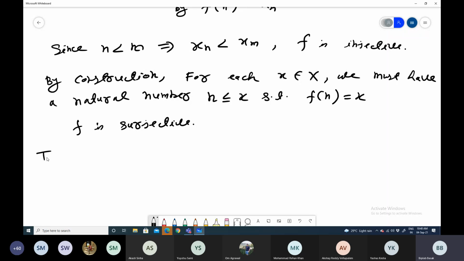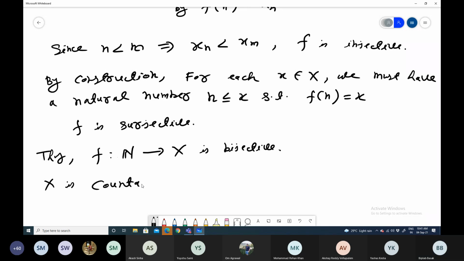So thus f from natural numbers to X is bijective. See, we have taken an infinite subset of natural numbers and we get a bijection from N to X. So therefore by our definition, X is countably infinite. Okay, so that means if you have a bijection from natural numbers to X, then we can say that it is countably infinite.